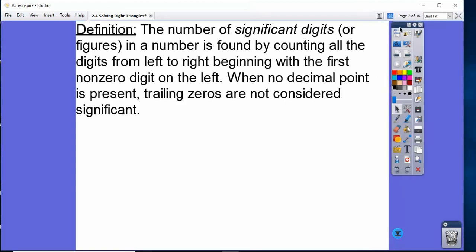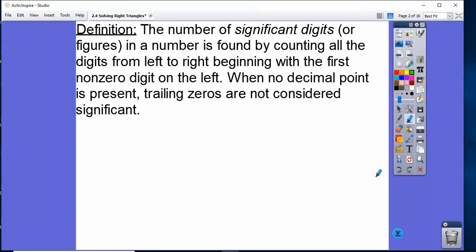Significant digits in some of your science classes. I know in chemistry and things that you sometimes do them. I have slightly different rules on how we're going to use them in here, but it is mostly similar.